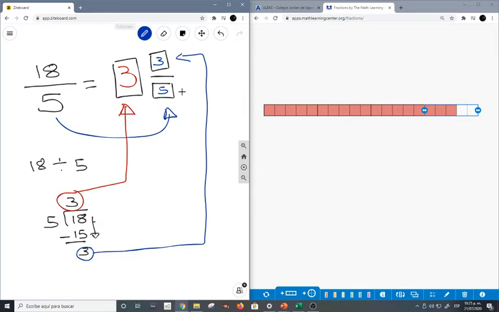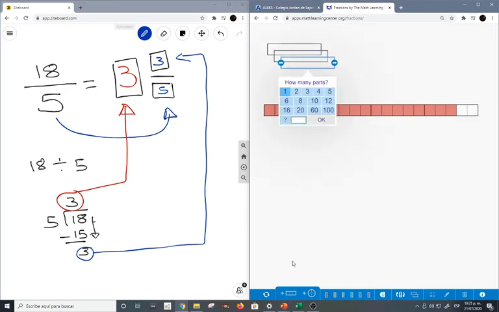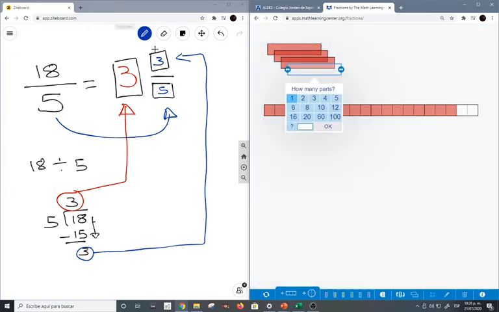Let's try to compare that with this. Let's represent 3 wholes and 3/5. So 3 complete units, 1, 2, and 3. We color them because we have them. And now the fractional part, which is 3/5. We divide it in 5, and we color 3 of them.